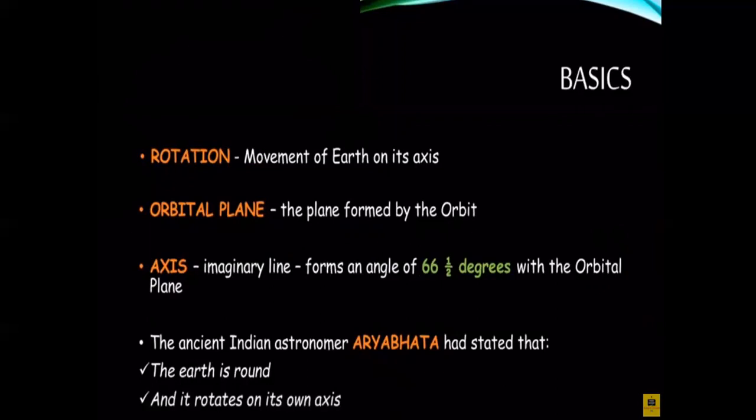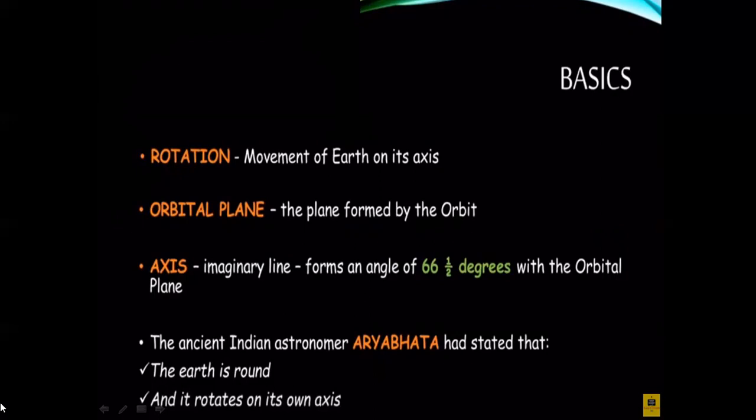We can see in the textbook where it is given. You can take page number 18. There you can see the second paragraph, and the plane of the orbit is known as the orbital plane.